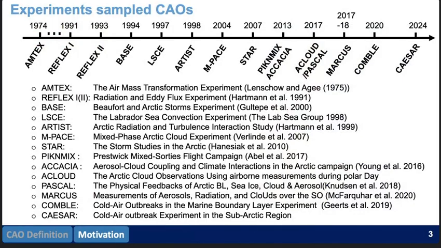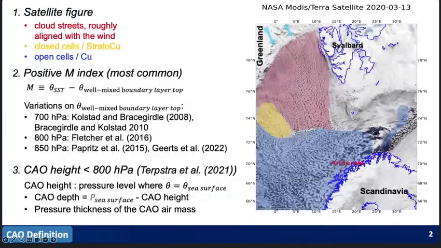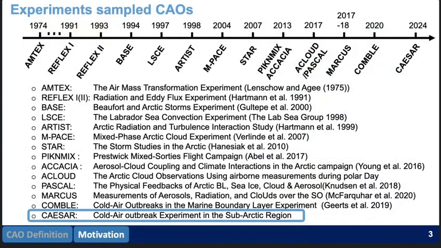Over the last decades, several field campaigns were conducted over the Arctic region as well as the Southern Ocean to sample CAOs over the open water. The most recent ones, before the COVID time, are MARCUS and COMBLE, over here. After COVID, this year, we finally have a new campaign called CAESAR, the Cold Air Outbreaks Experiment in the Subarctic Region.